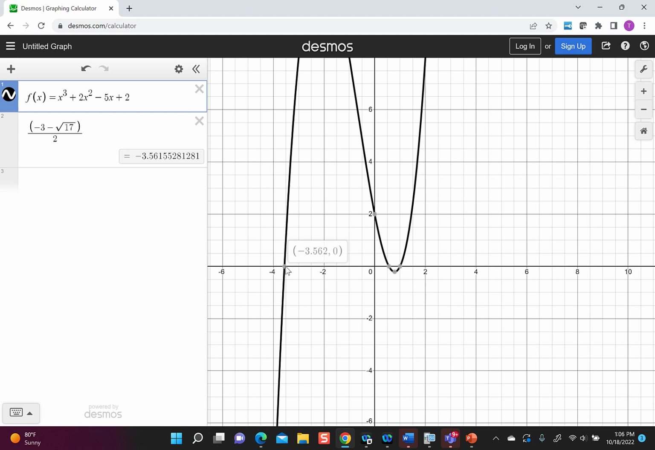So even though we can see there's similar values, it's really important to have this exact answer that has a radical in it. So you're going to have to use the quadratic formula sometimes or other methods like that. You can't just use the values you get from Desmos or the TI calculator.